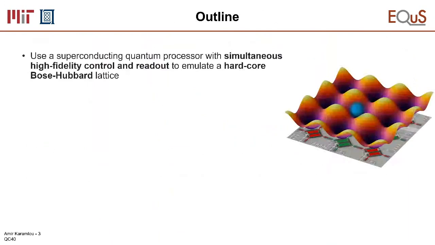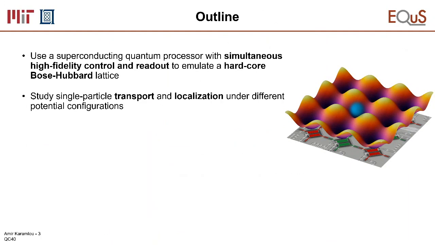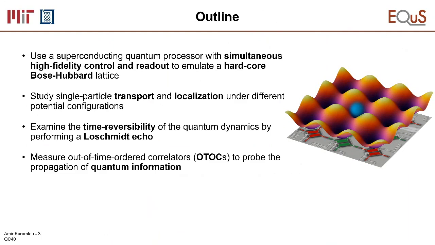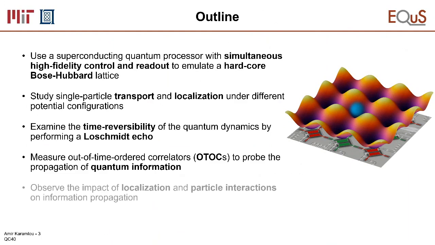To that end, in our work, we use a superconducting quantum processor with simultaneous high-fidelity control and readout to emulate a hardcore Bose-Hubbard lattice. We study single particle transport and localization under different potential configurations of this lattice and examine the time reversibility of quantum dynamics by performing a Loschmidt echo. We use these tools to measure out-of-time ordered correlators, also known as OTOCs, to probe the propagation of quantum information throughout our system, and we observe the impact of localization and particle interactions on information propagation.